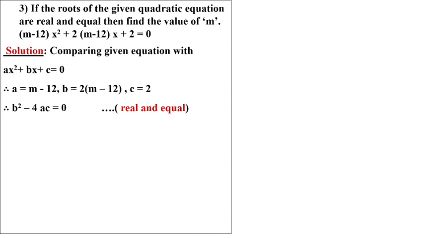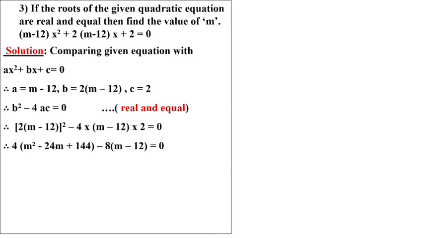We'll substitute the values of a, b and c. So the b value is 2(m minus 12) whole square, minus 4 into the a value, m minus 12, into the c value, 2. So the square of 2 is 4, and for (m minus 12) whole square we will take the formula of (a minus b) whole square equal to a square minus 2ab plus b square. So m square minus 24m plus 144. Now 4 twos are 8, m minus 12 equal to 0.